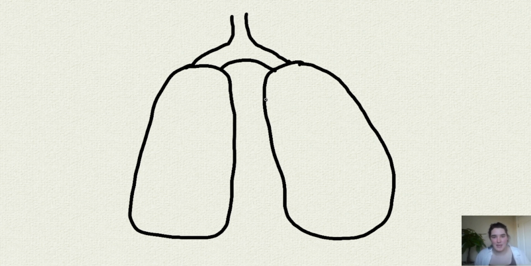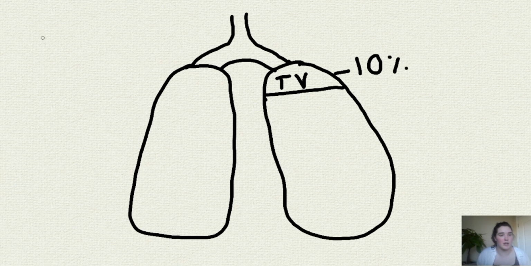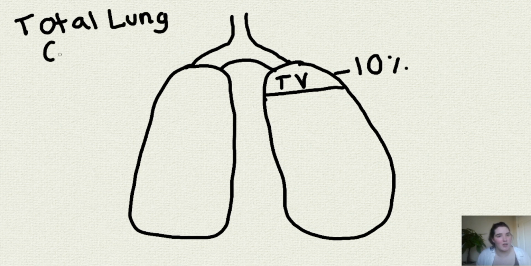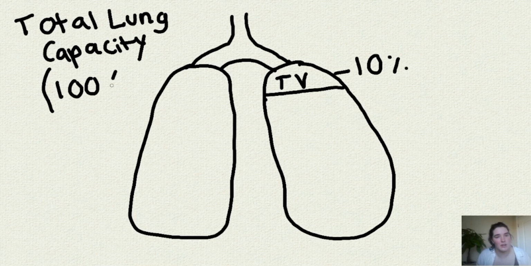That air that you're just breathing in and out on a normal, regular basis is about 10% of your total ability to use your lungs, right? It's about 10%, and that's called your tidal volume, okay? And that's 10% of your lung space, or your total lung capacity. So your total lung capacity is 100% of your lung space. And all that means is that capacity is just an ability to do something, right? So 100% of your lung space is your total lung capacity.